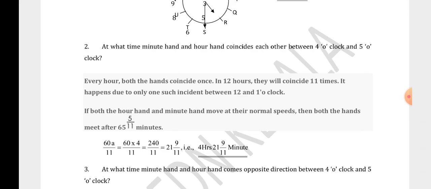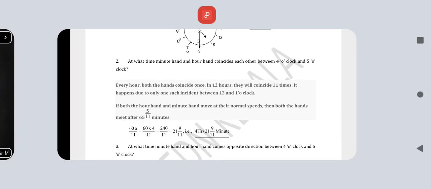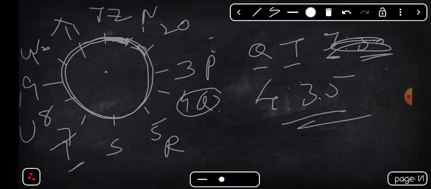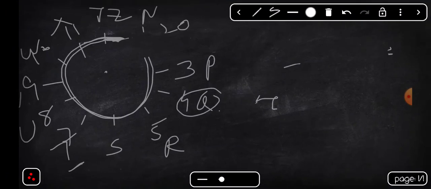How is it? Let us see where it is happening, between 4 o'clock and 5 o'clock. First we have to clear the blackboard, then we can do it.